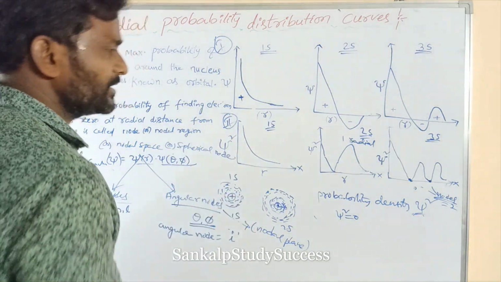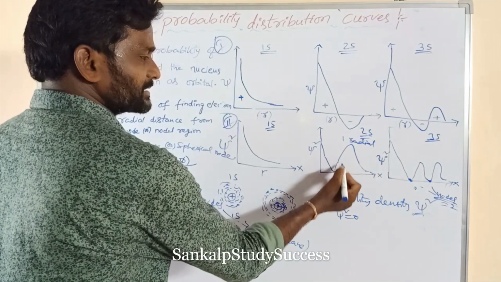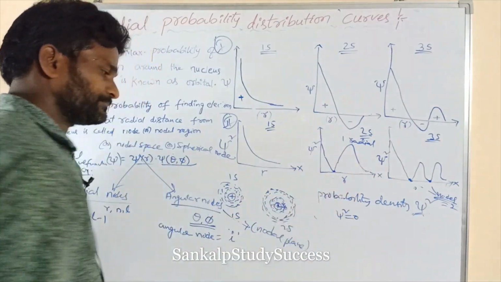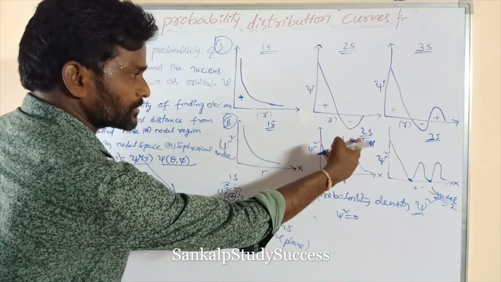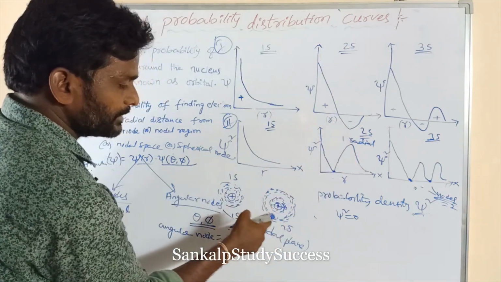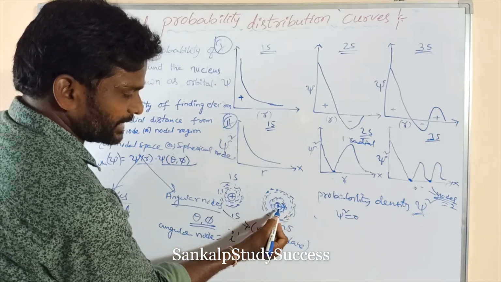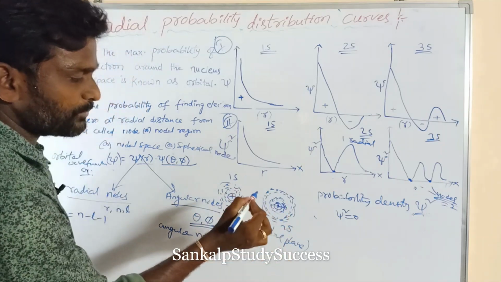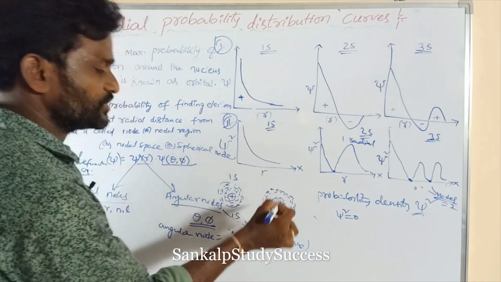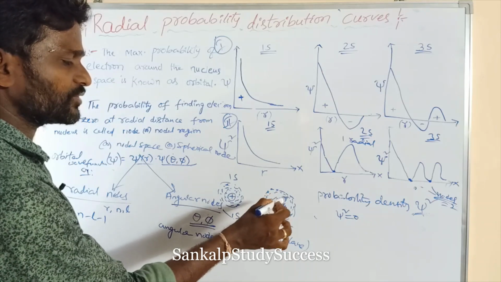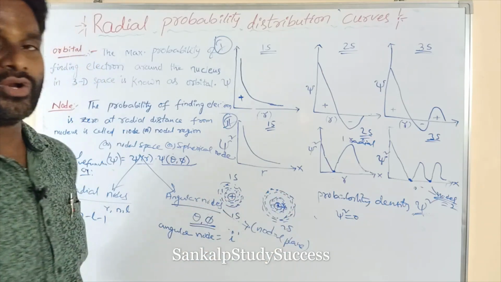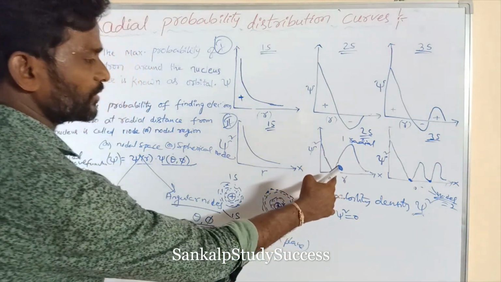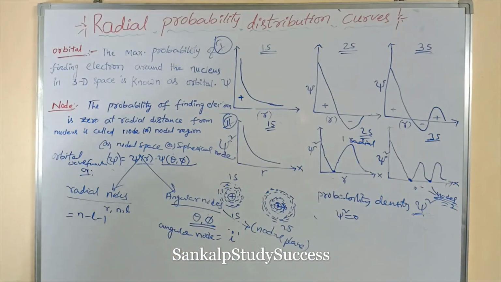Per 2s orbital, how many nodes according to this graph? This is one node. According to the graph, one node is observed. So this is the diagram. This is empty space, where the probability of finding an electron is 0. That space can be taken as a nodal space. So one radial node is present in 2s orbital.